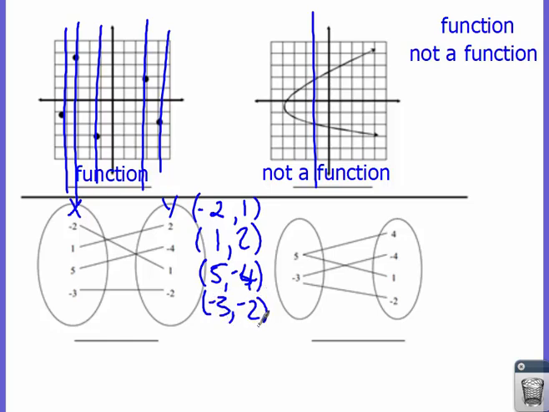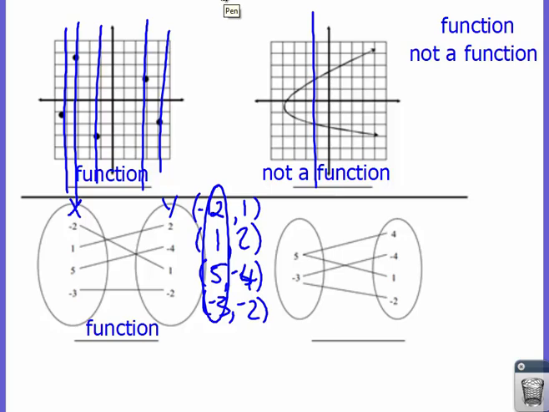Again, what I'm looking at is each x value mapped to a y value. We can only have each x value mapped to one y. So we've got -2 to 1, 1 to 2, 5 to -4, -3 to 2. So all my x values are unique. So this one is a function.